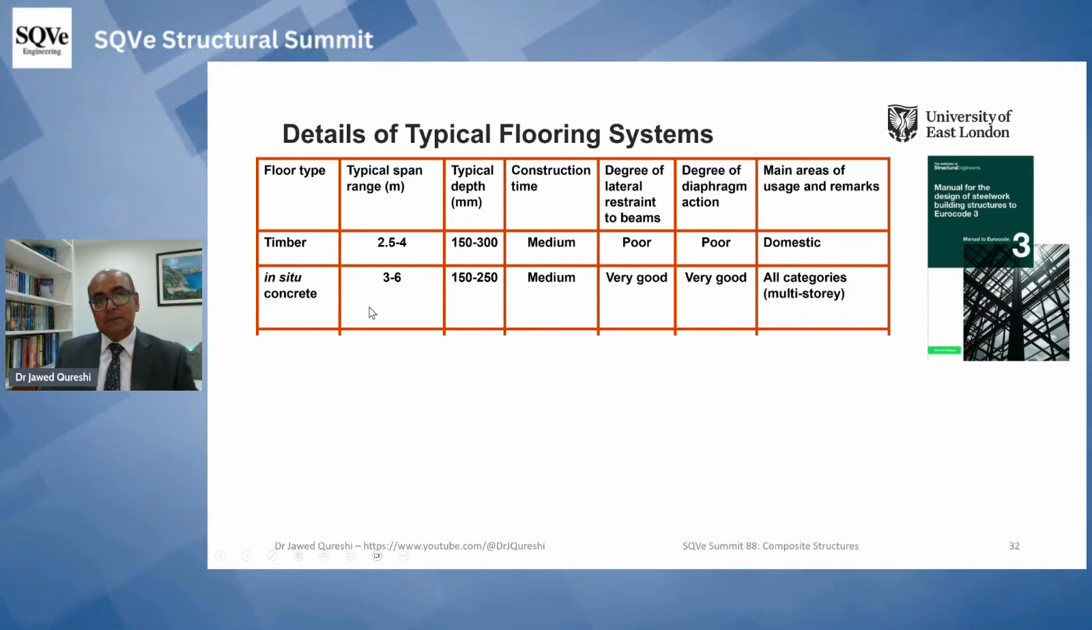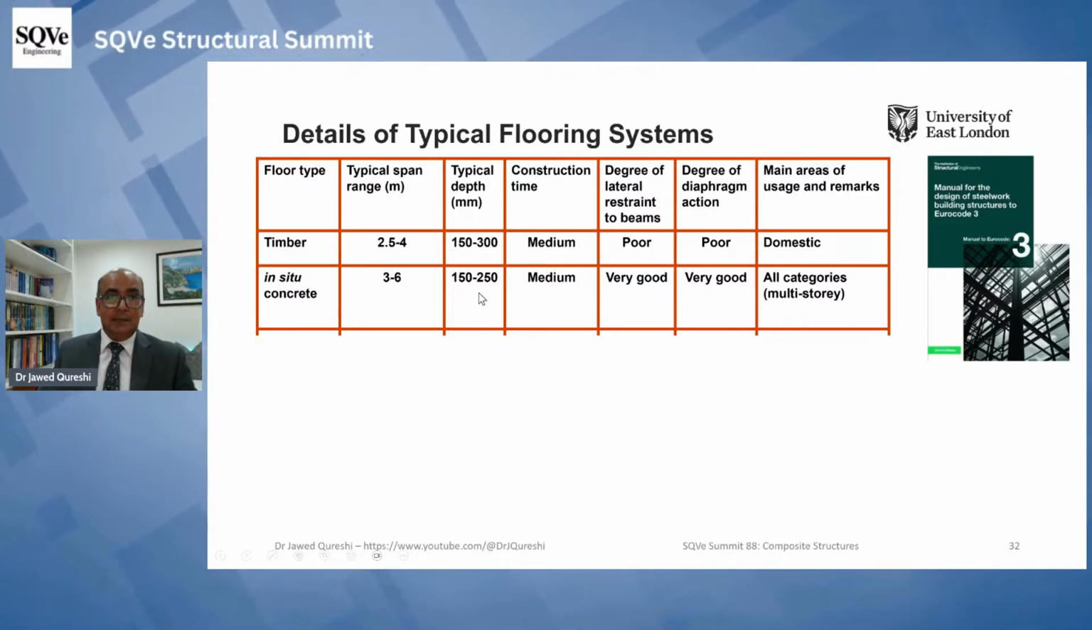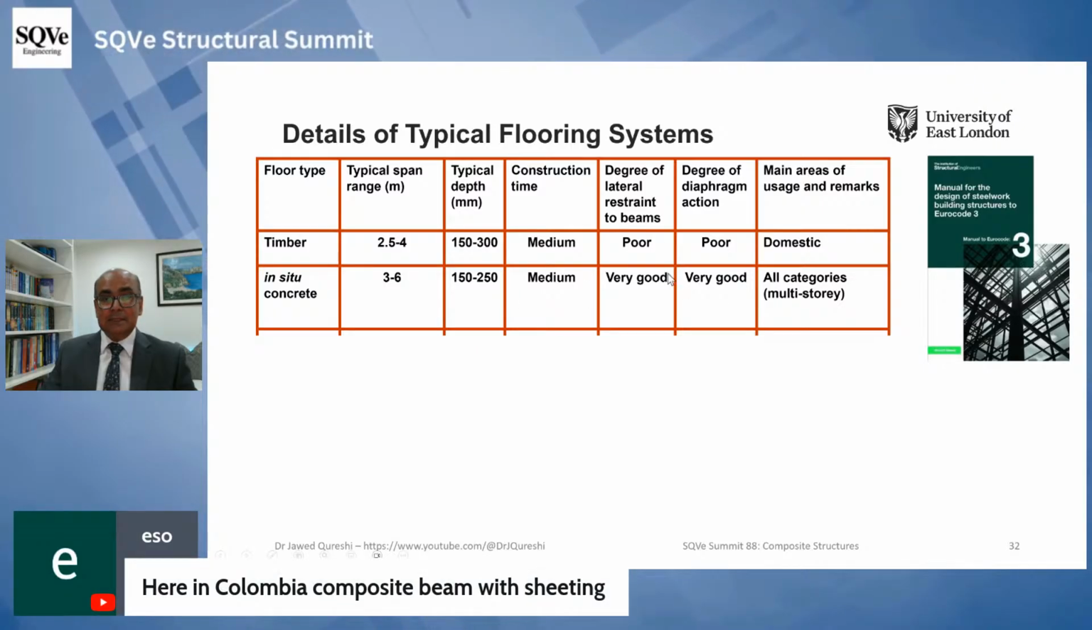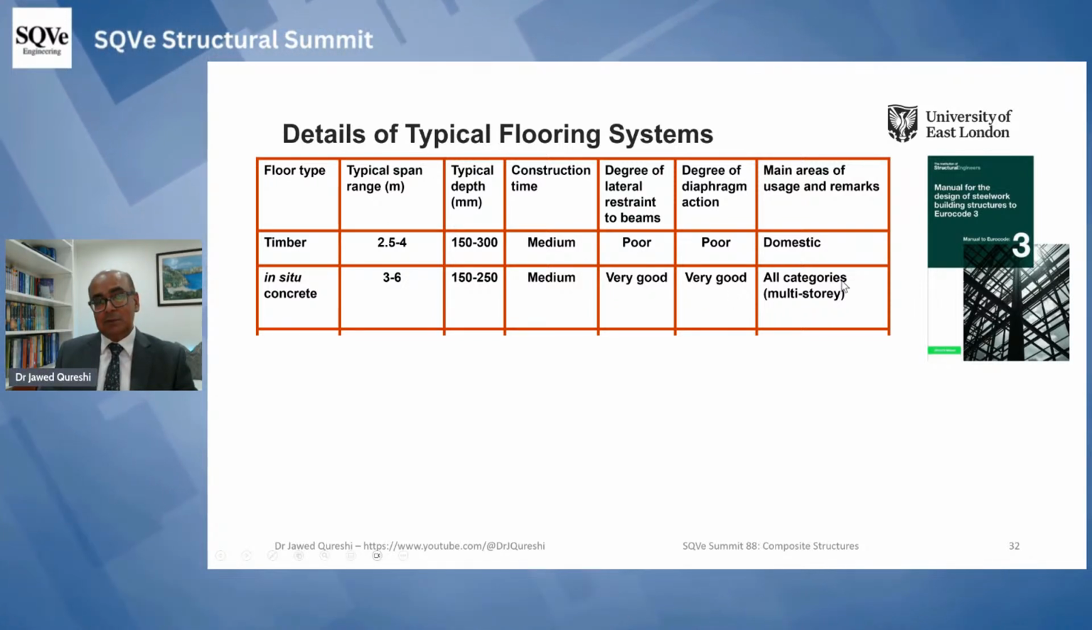In situ concrete means reinforced concrete. The spanning capability is as much as 6 meters in this case. And the depth is 150 to 250, medium. On the other hand, here, degree of lateral restraint is quite a lot. It's very good. And diaphragm action is very good as well. And we can use it in any type of structures.